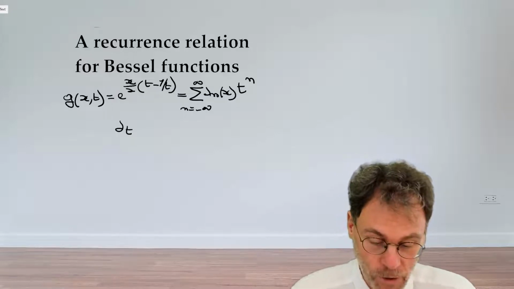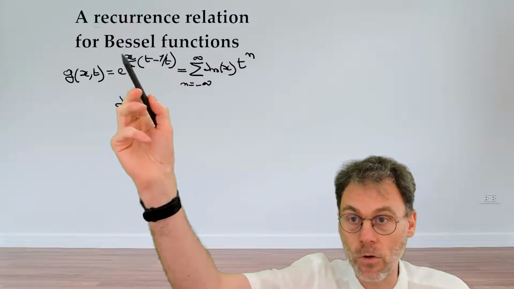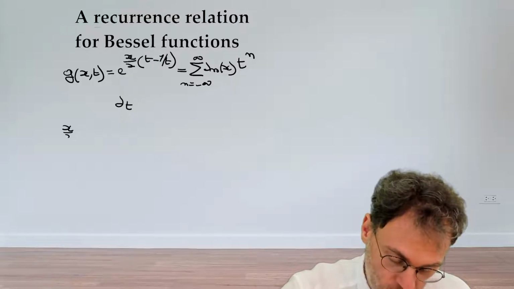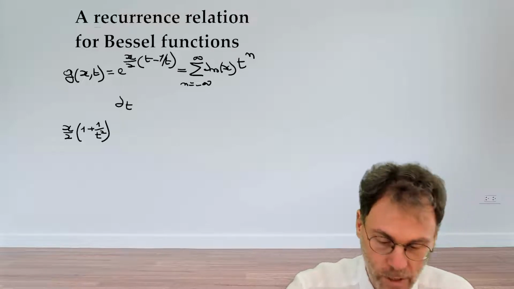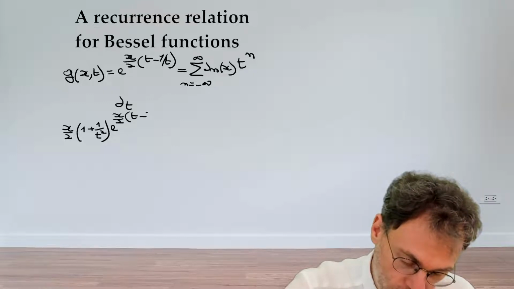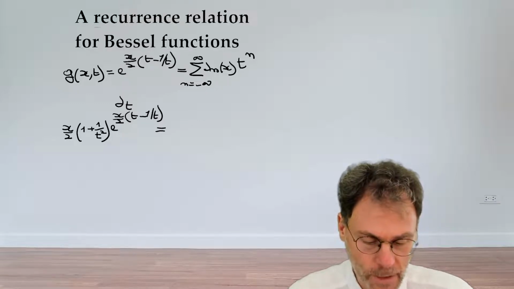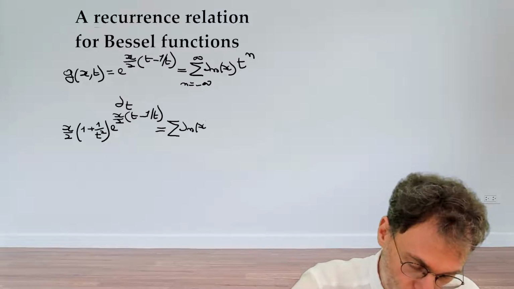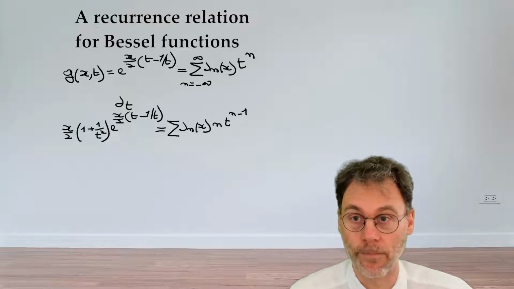So let's take the partial derivative, excuse me, with respect to t. Taking the partial derivative of the exponential gives us x over 2, and then t gives us 1, and this becomes 1 over t squared, and then we have again the exponential of x over 2 times t minus 1 over t. Okay, so that's the left-hand side. And for the right-hand side, taking the derivative with respect to t is rather straightforward: J_n(x), and then we have n t to the power of n minus 1.